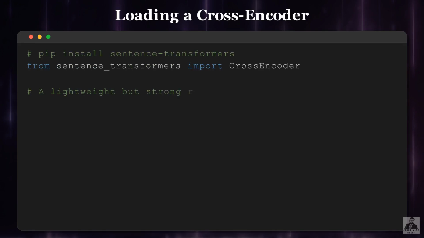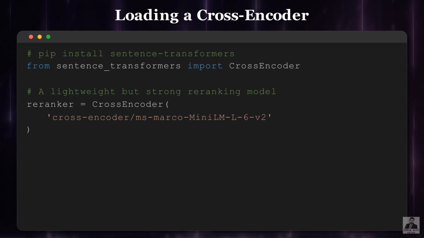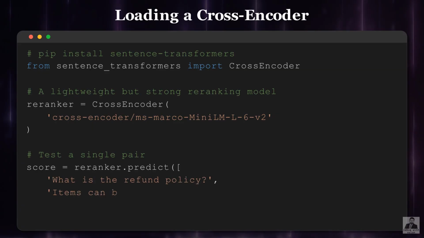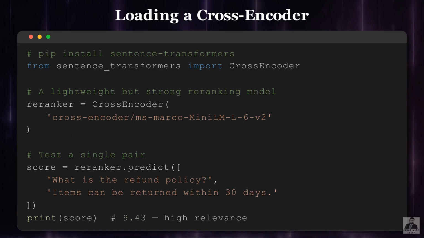The model MS Marco Mini is a lightweight but very capable reranking model trained on the MS Marco passage ranking dataset. We call predict with a list containing the query and one document. The output is a raw relevance score. Higher means more relevant. Here, a score of 9.43 signals a strong match.